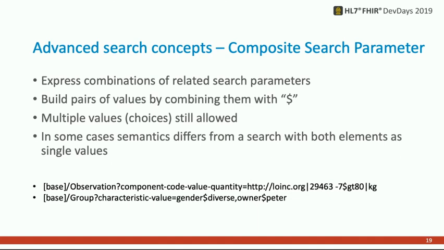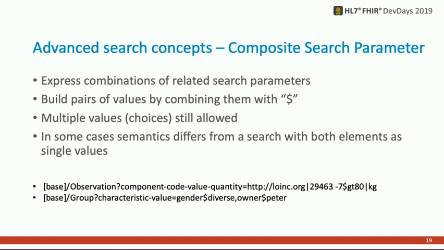But through a composite search parameter, which are defined for certain elements, I could combine them both, so I can only get back if this pair is present in the resource itself. So is it like AND or OR? No, that is a logical AND here. So both need to be present, but I can also apply an OR. So I would also search on the combination owner and Peter, as well as gender and diverse.